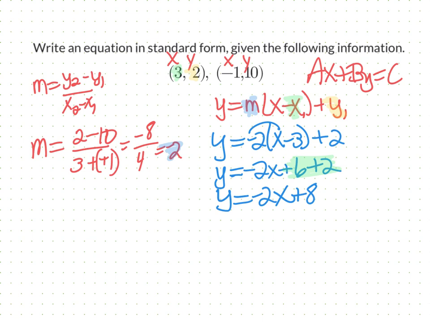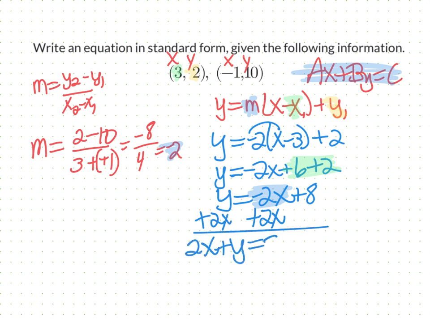Now remember, we're back here, and we want it in standard form. So I need to move my x term over. So I'm going to add 2x. So 2x plus y equals 8. And in this case, my a term is positive, and it is not a negative. So that is my answer.